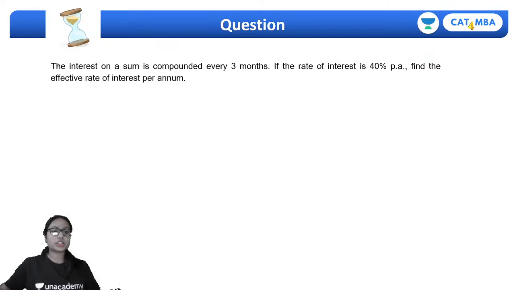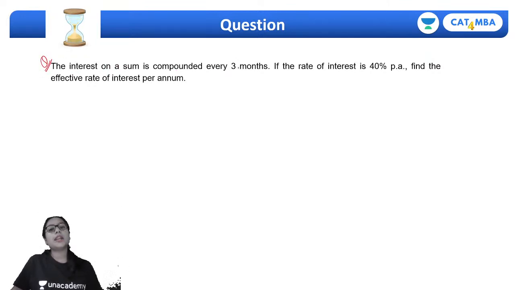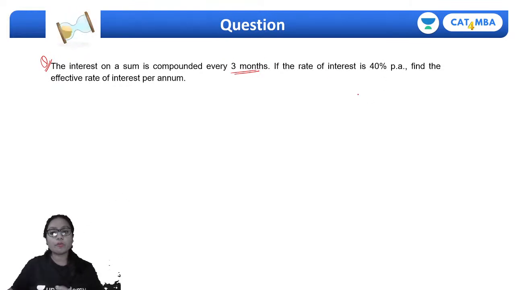Now here is a new question. The question says that interest on a sum is compounded every 3 months. So this is a question of compound interest. Here compounding is done after every 3 months. Now can you tell me how many times the compounding is done in a year?